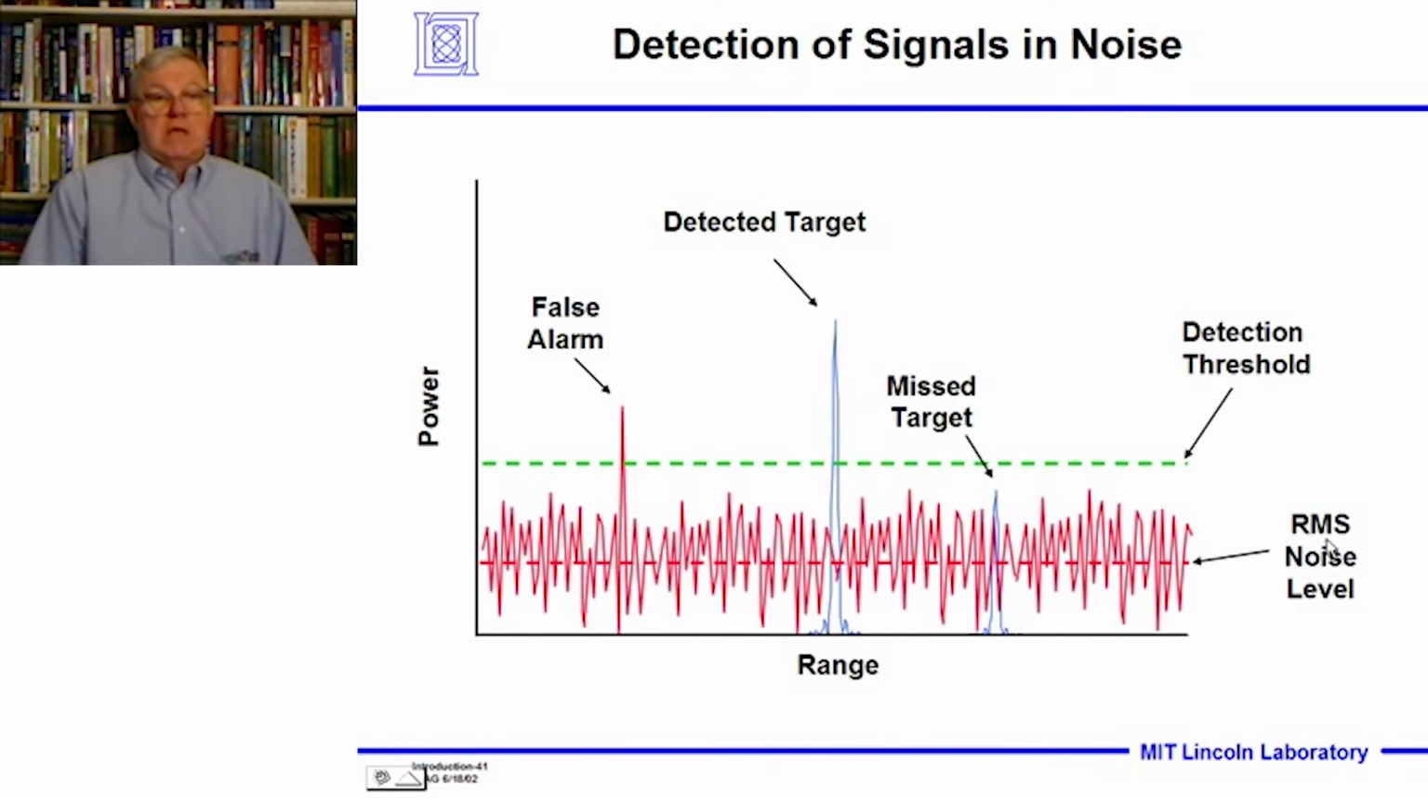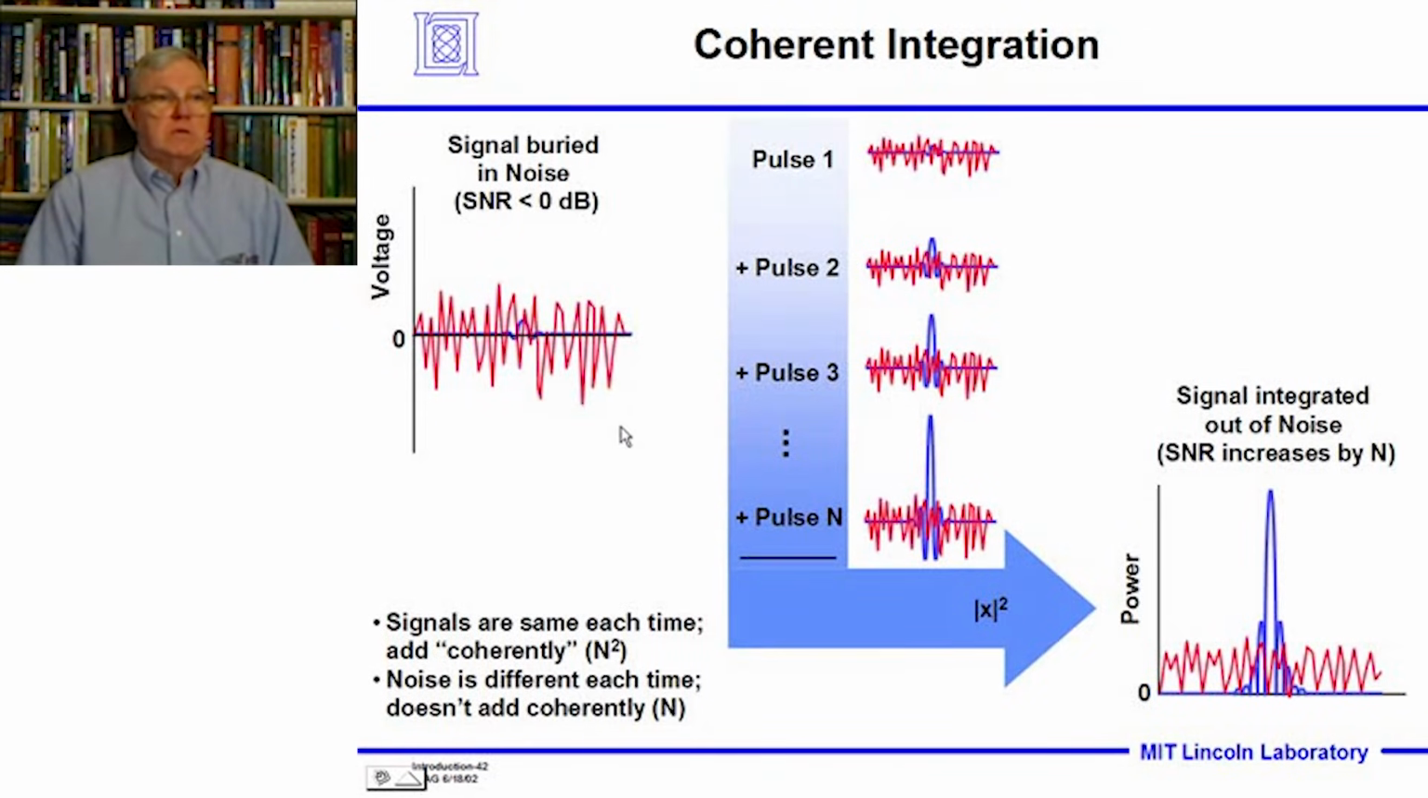Here we have a dashed line at the root mean square, the average noise level. You can sometimes miss a target because maybe you don't have enough power, it's very far away, or lots of different things. So you can have missed targets, detected targets, and false alarms. And this is all a probabilistic process. We're going to study that probabilistic process in one of the lectures on detection.